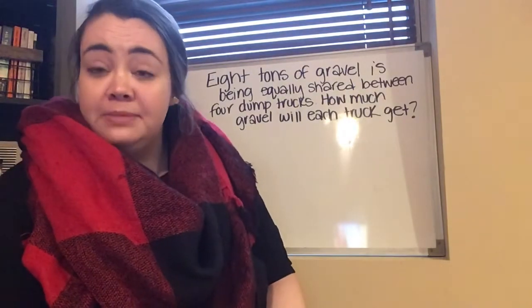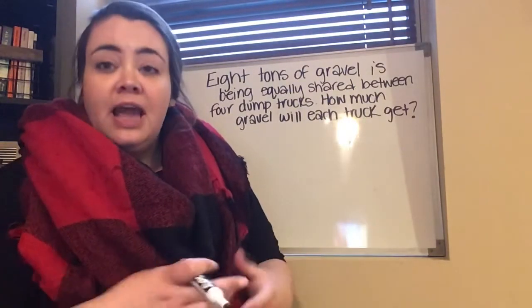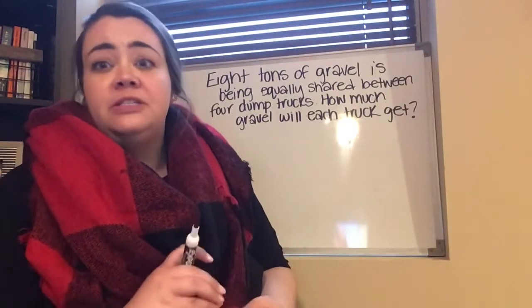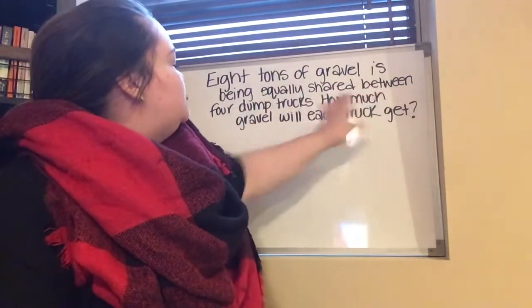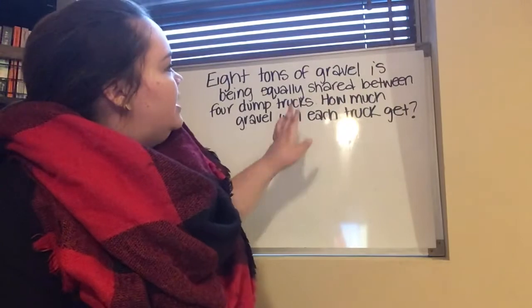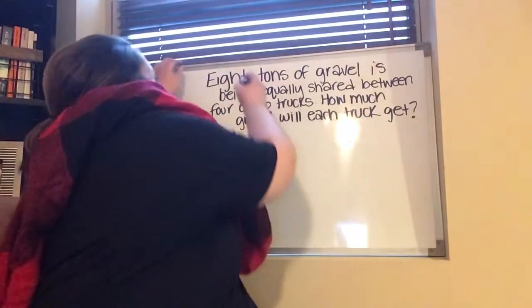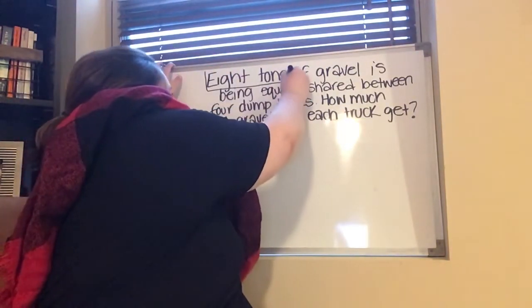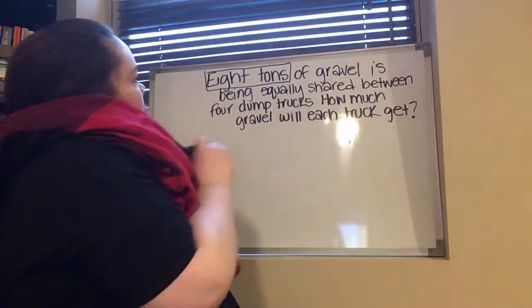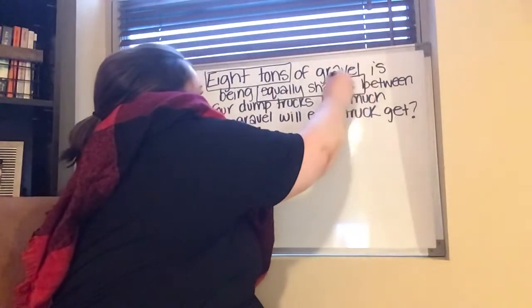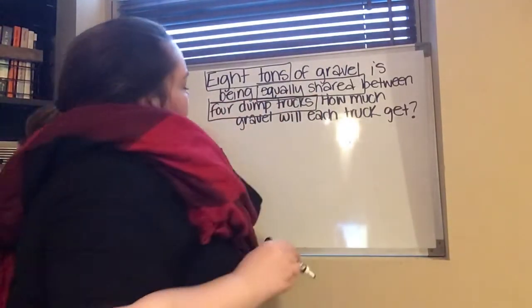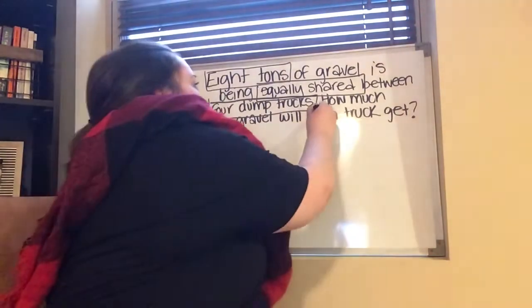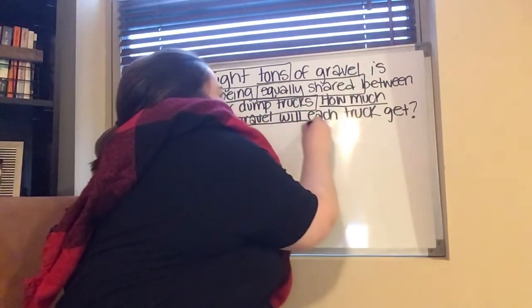Now, just like when we tackle word problems in class, the first thing we're going to do is reread, and we're going to listen for and box those key numbers and terms. So we have 8 tons of gravel is being equally shared between 4 dump trucks. How much gravel will each truck get? So I'm going to take a second here, and I'm going to box what I think is important information. So I'm going to box 8 tons is being equally shared between 4 dump trucks. And then I'm going to underline how much gravel will each truck get.